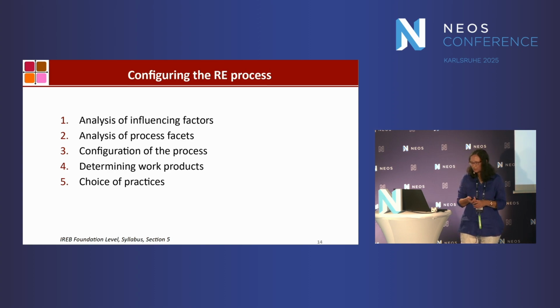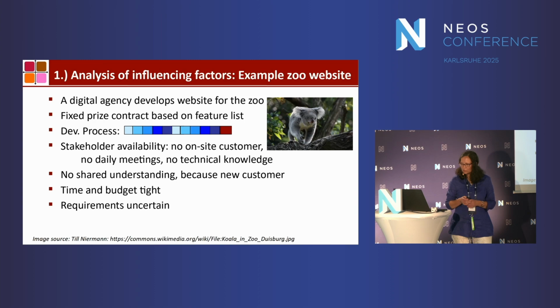And then there are some predefined facets that you look at, and you can do configuration of a process, and then in this order, work products and practices are chosen. So I will show you an example, a fictitious example. Let's take a zoo who wants to have a website. So when you have a digital agency, they will develop this website and they get a fixed price, so you need some definition of the scope. They have written a simple feature list, what features do they need, like selling tickets.